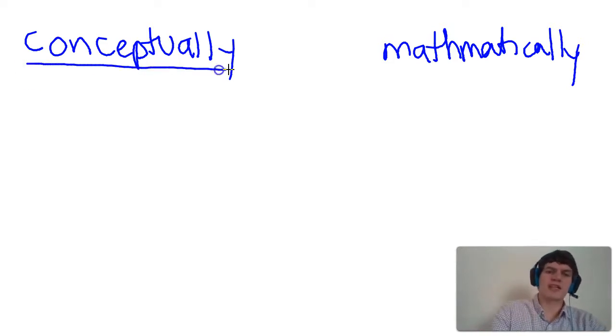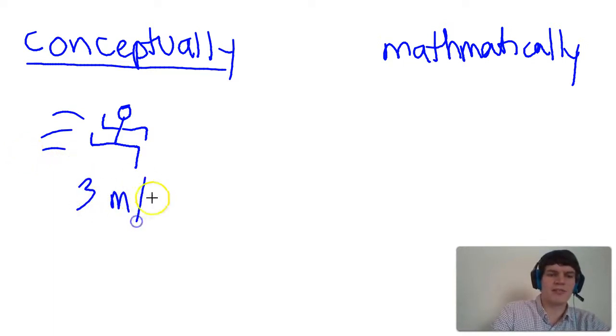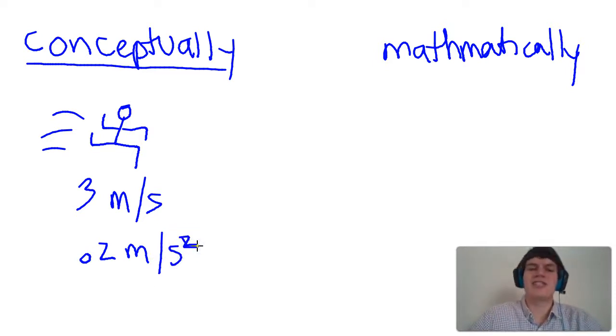Now let's talk about the first way, conceptually. In this problem we have Johnny, who's running along at the speed of light. Look at him go. Those are weird looking arms and legs, but he's running really fast. He's going at a speed of 3 meters per second, and it says that he starts decelerating at 0.2 meters per second squared. I think it's important to understand what the units mean for any number you're dealing with. So when we say he's decelerating at 0.2 meters per second squared, what does that actually mean?